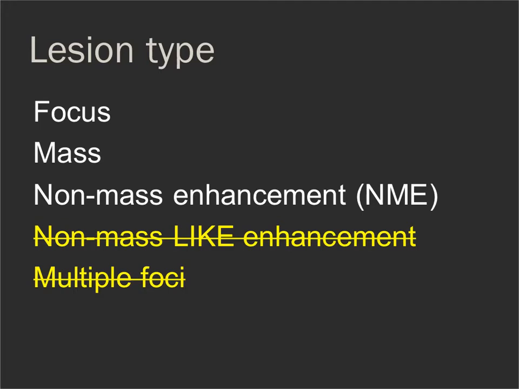With the 2013 MR BI-RADS, only 3 lesions or 3 lesion types are described. It can be a focus, a mass, or non-mass enhancement, or NME. Non-mass enhancement is what we used to call non-mass-like enhancement previously, and they've also removed the category of multiple foci.